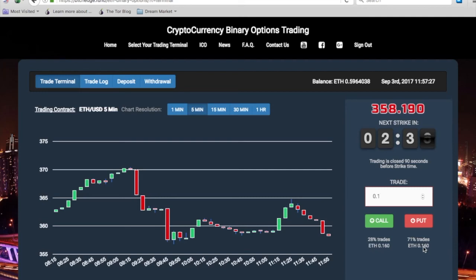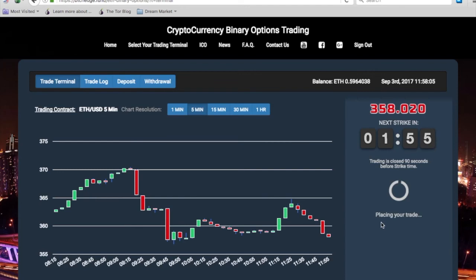So let's see the price move down a little bit, and I think we can repeat the same trade, a similar trade. So half of the money is on calls, half of the money is on the put, but the number of trades is more on put. So most traders think that the price will go down, but I still want to put a call option again. So I'm placing the call option.